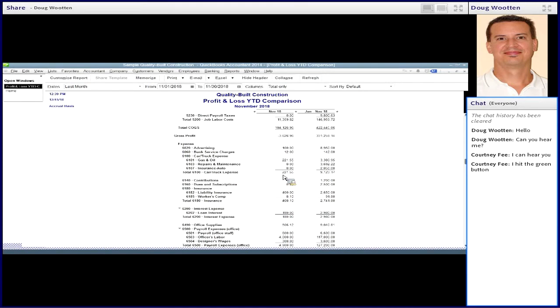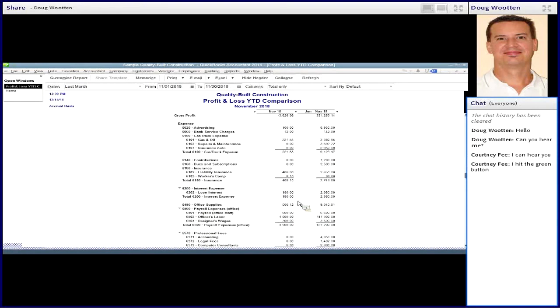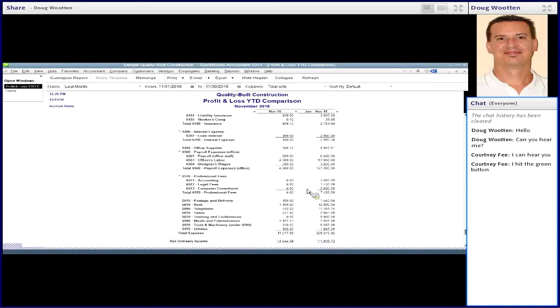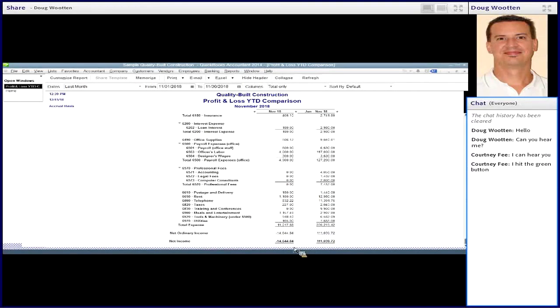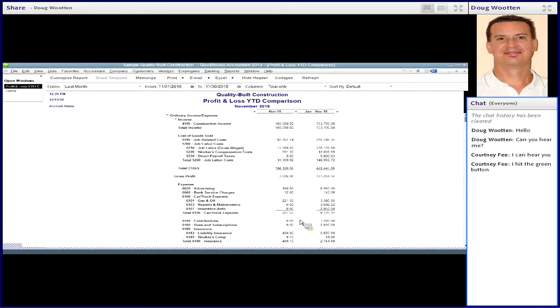Again, I recommend you don't get too carried away with adding new accounts, because then you'll just have 3 pages of accounts all with very small numbers in them, and that's really not that useful to you, and it's pretty laborious to try to read it. So these are your expenses, and you get all the way down to the bottom. Again, that's your net income amount. So the comparison is month to year to date here is what we're looking at in this report.